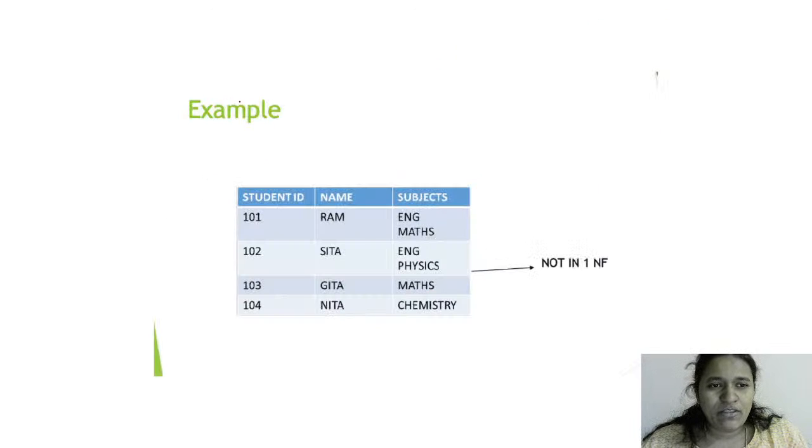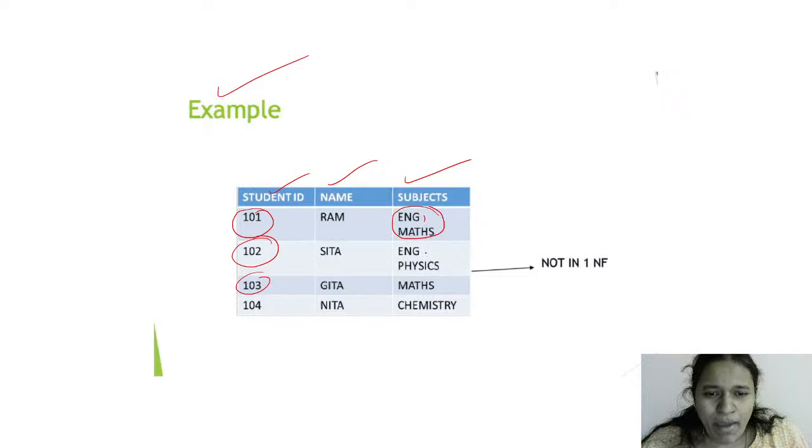Here we will see one example. This is a student table. Student ID, student name and subjects are there. These are the student IDs. These are the names of students. Here, in the subjects place, we see English, maths, English, physics, maths. This is not allowed in 1NF. In a single cell, it should maintain only one subject, right?